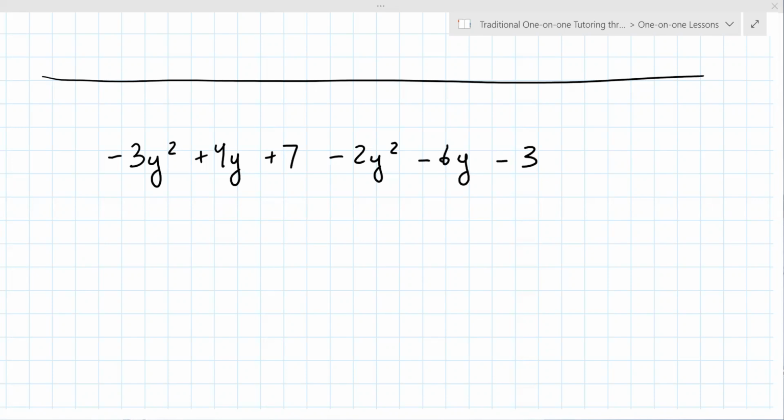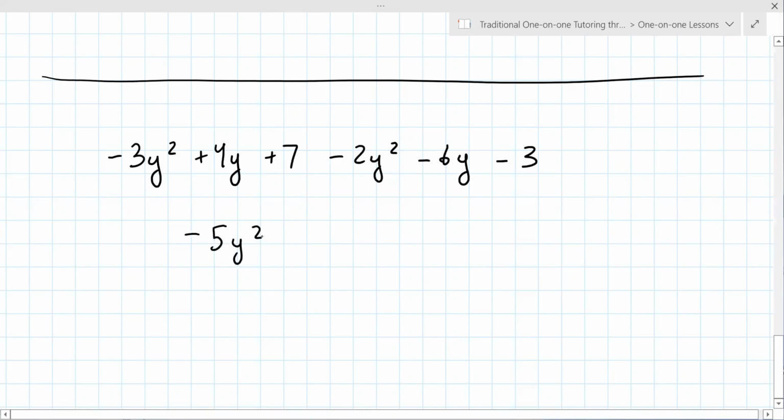Okay, what's your final answer? -5y squared, -2y and +4, good.